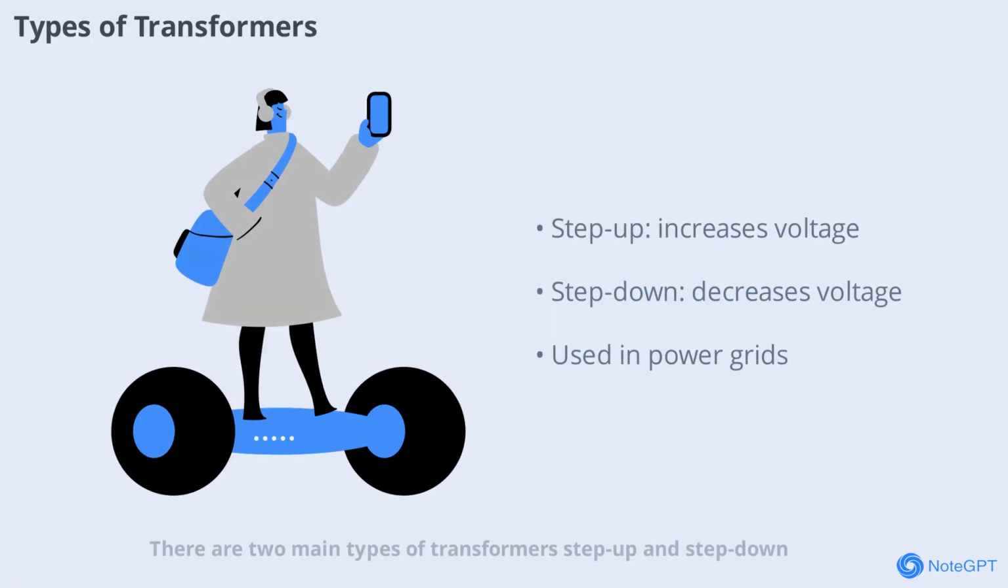There are two main types of transformers: step-up and step-down. Step-up transformers increase voltage, while step-down transformers decrease voltage. Power stations use step-up transformers to transmit electricity efficiently over long distances, and step-down transformers reduce voltage for safe use in homes. Understanding transformer types helps us see how electricity is delivered safely and efficiently.